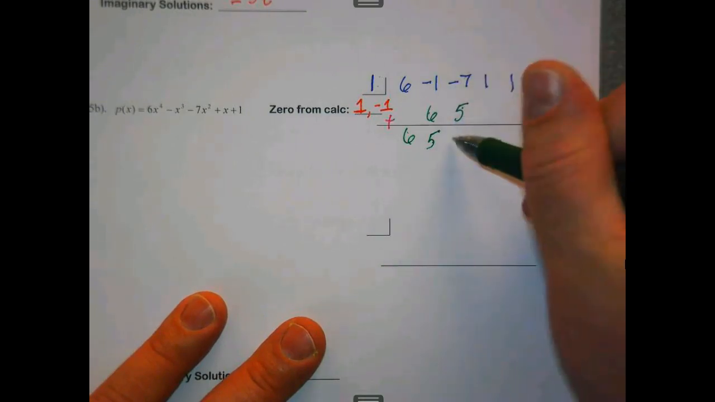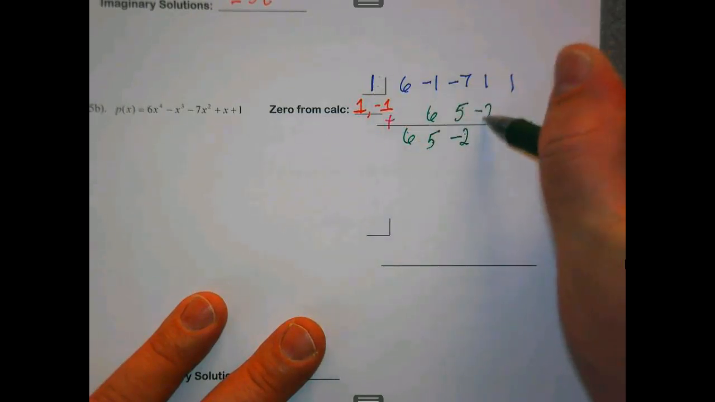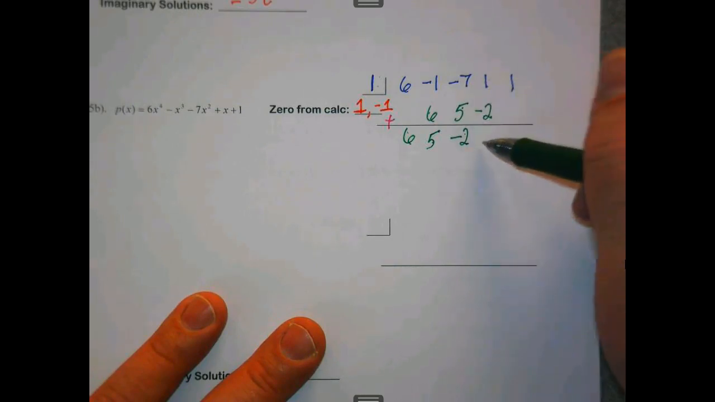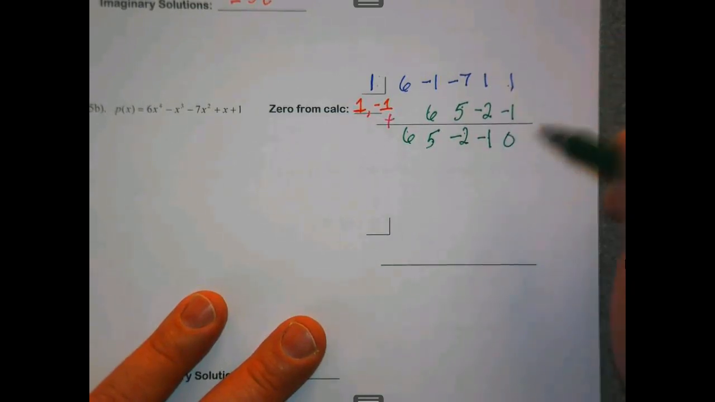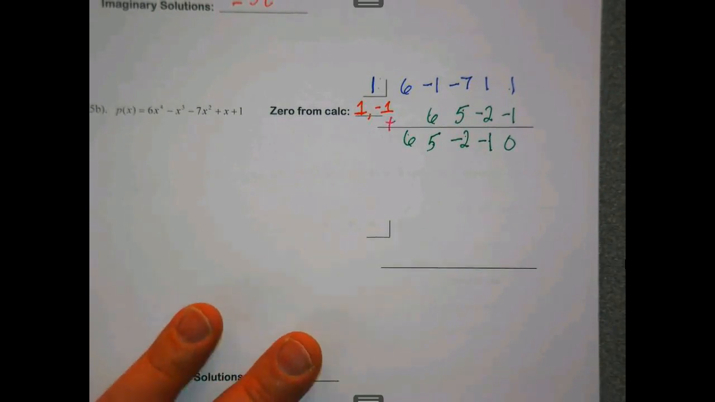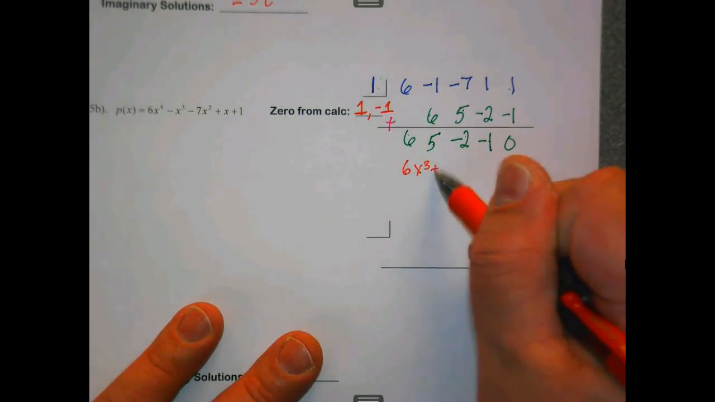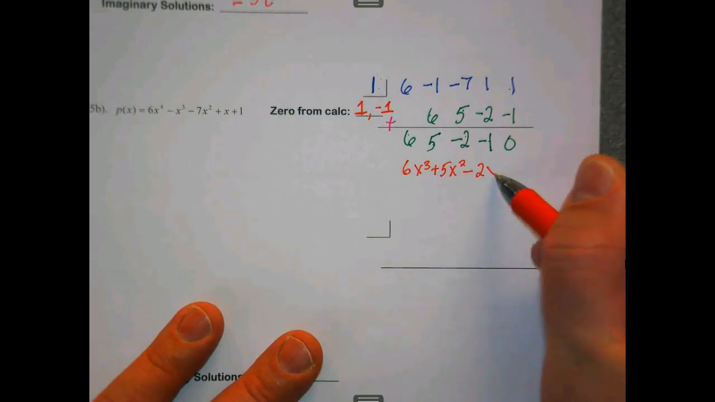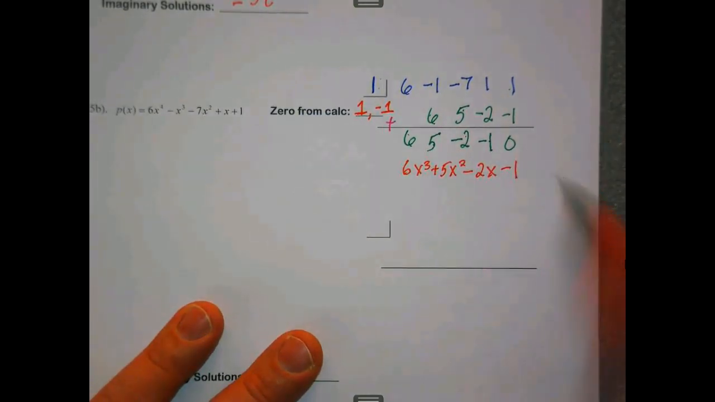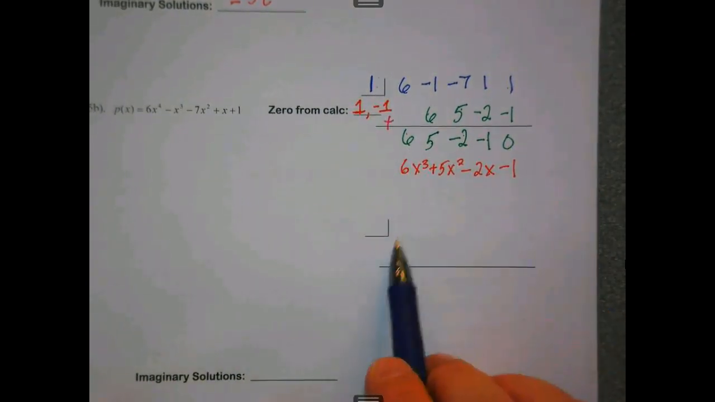-7 plus 5, -2. -2 times 1, -2. 1 plus -2, -1. -1 times 1 is -1. 1 plus -1 is 0. So my new polynomial here is 6x cubed plus 5x squared minus 2x minus 1. So I'm going to use those coefficients for my next division.